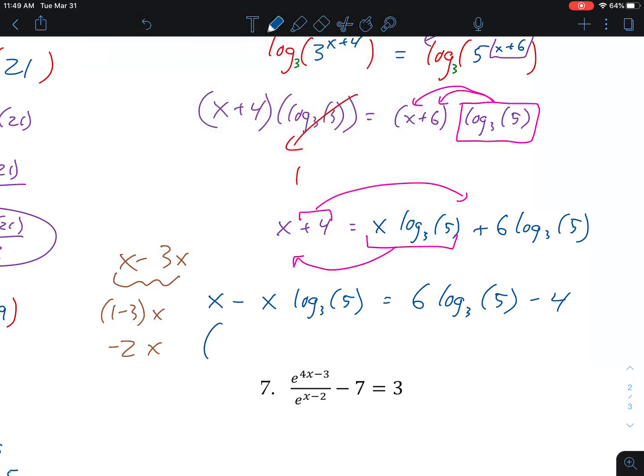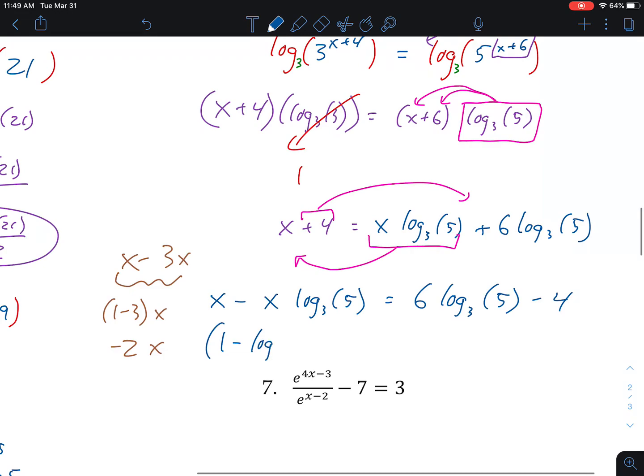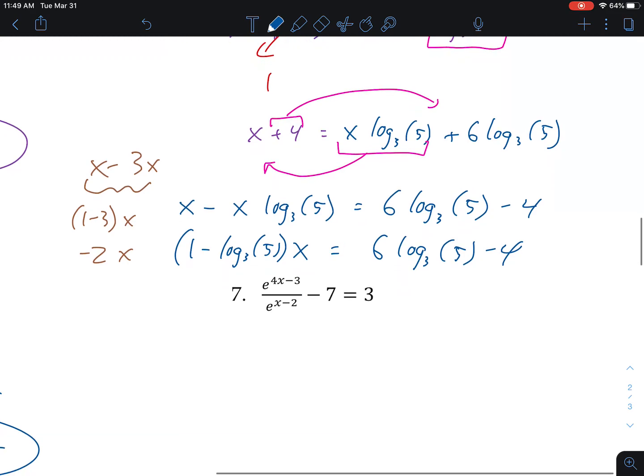Same thing happens here, except I cannot subtract them because it's 1, the coefficient of this, minus, this is my coefficient on the wrong side. Almost like you're doing a GCF. Okay, and I have my 6 log base 3 of 5 minus 4. That stays the same over there.